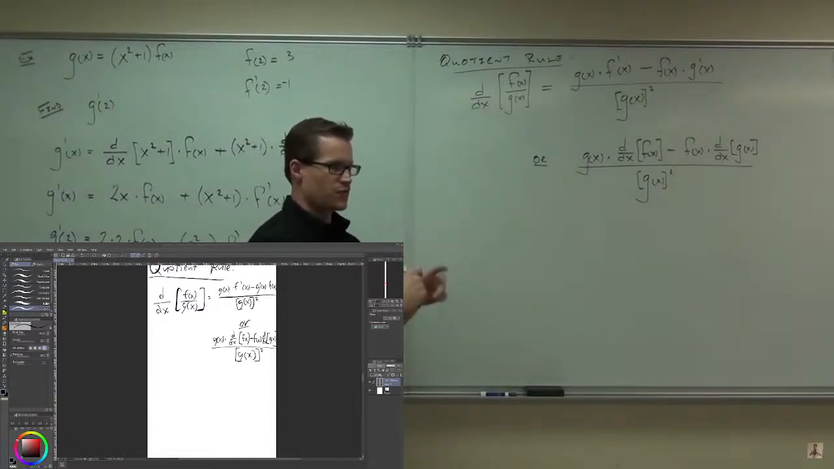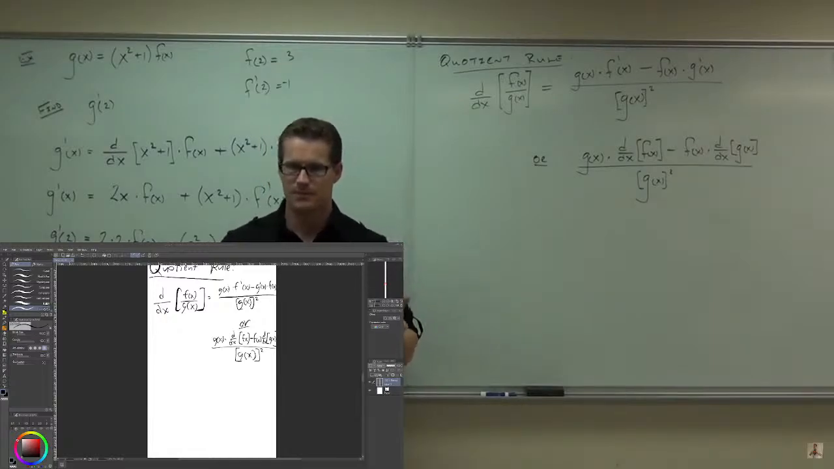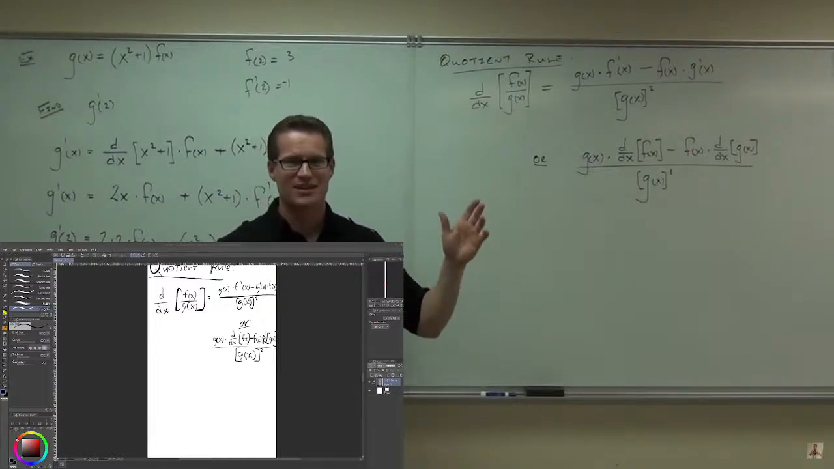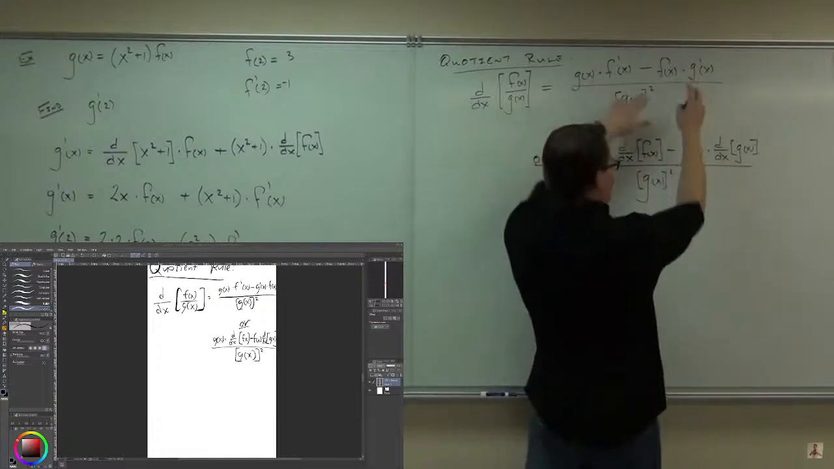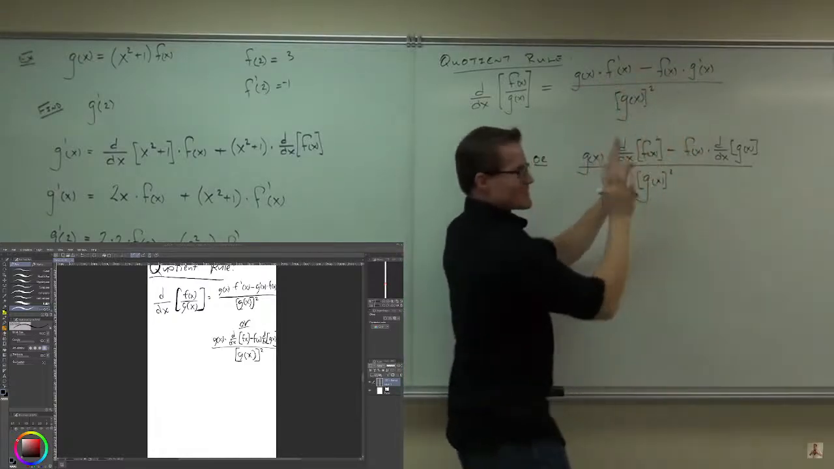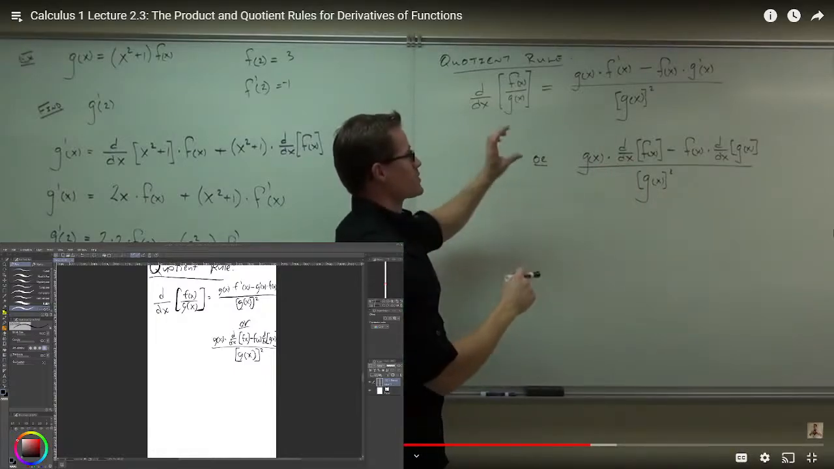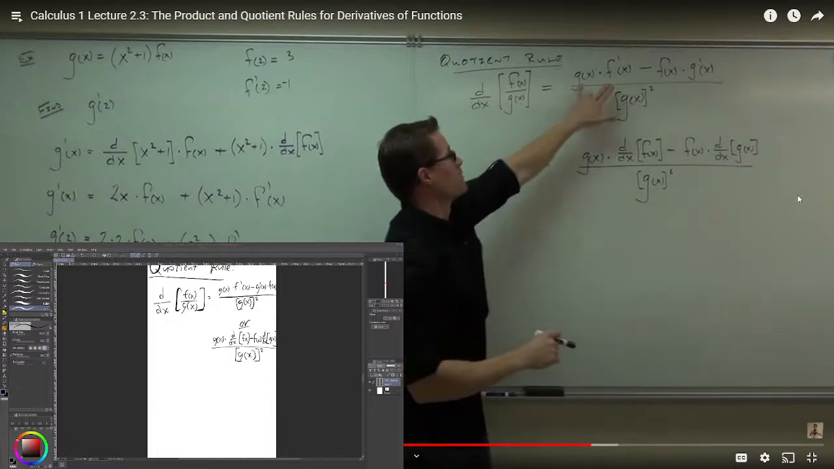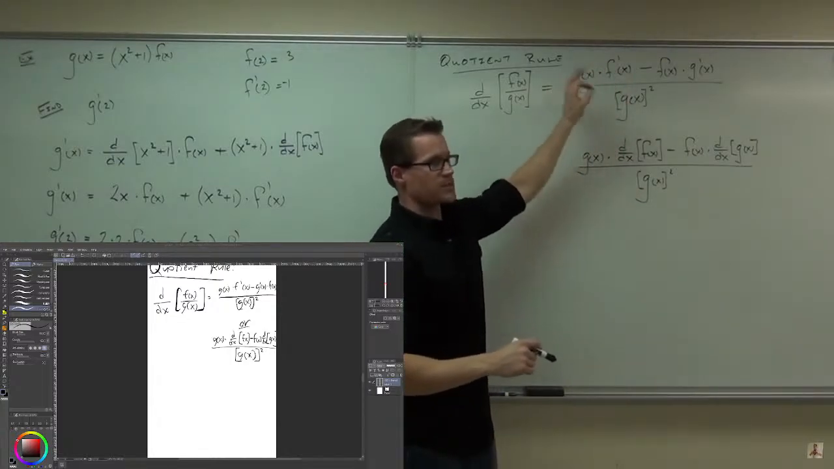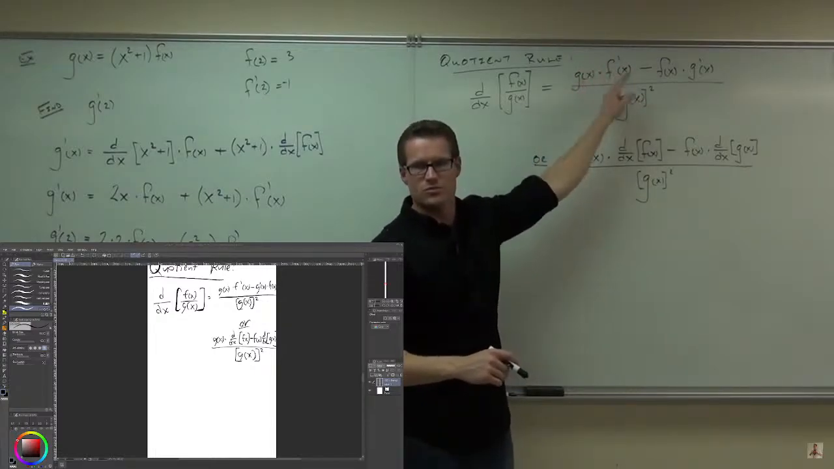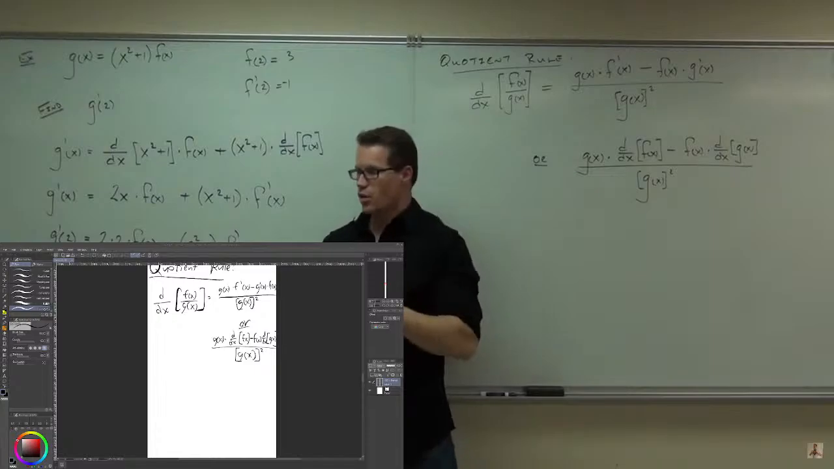If you interchange those, is 5 minus 7 the same as 7 minus 5? That's not even close to the same thing. You can't take the top times the derivative of the bottom minus the bottom times the derivative of the top. You could interchange the derivative of the top times the bottom, since multiplication is commutative. Subtraction is not, so this is order dependent.